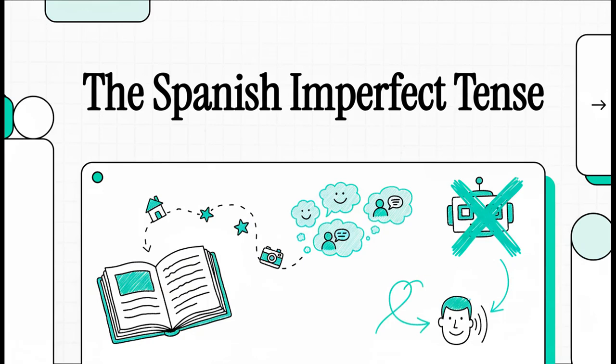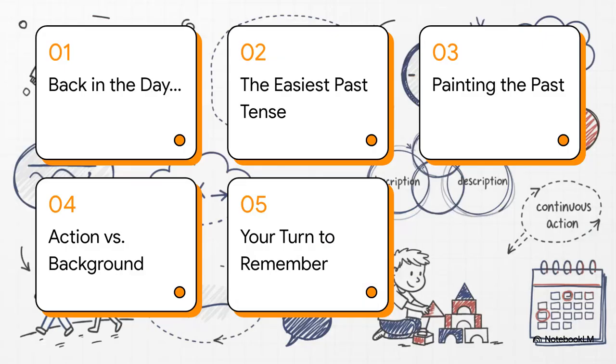Okay, so you want to really talk about the past in Spanish, right? I mean, not just list off things that happened, but actually tell a story, describe a memory, and set a scene. Well, to do that, you have to master the imperfect tense. It's the secret ingredient that's going to make you sound less like you're reading a timeline and more like a real storyteller. And don't worry, we've got a super clear path to get you there.